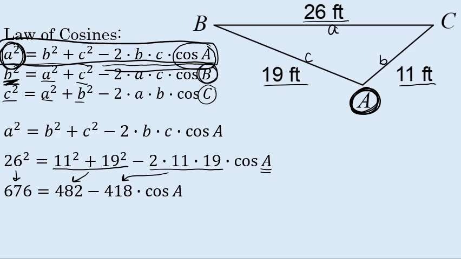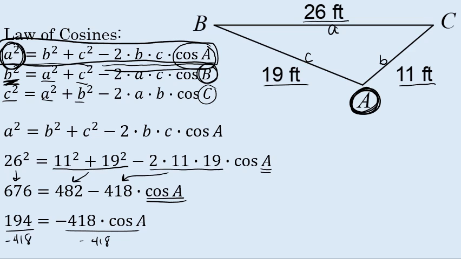Now I want to isolate the cosine of angle A in this equation. So next I'll subtract 482 from both sides of the equation. And 676 minus 482 is 194, which is equal to negative 418 times the cosine of A. Next, I'll divide both sides of the equation by negative 418.